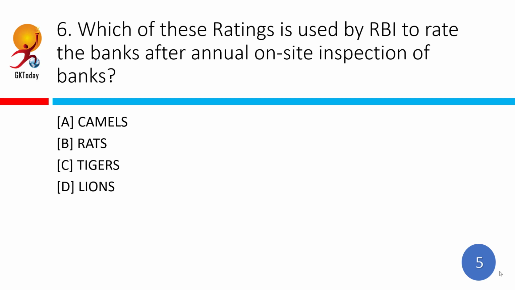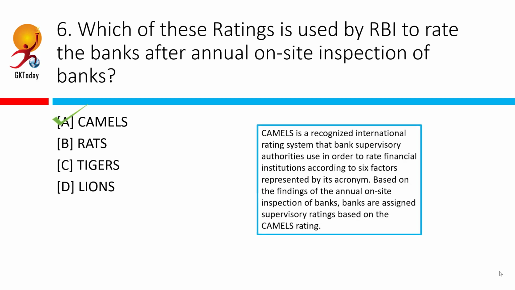Which of these ratings is used by RBI to rate the banks after annual on-site inspection of banks? The correct answer is CAMELS. RBI undertakes annual on-site inspection of banks to assess their financial health and to evaluate their performance in terms of quality of management, capital adequacy, asset quality, earnings, liquidity position, as well as internal control systems. And based on these findings of inspection, banks are assigned supervisory ratings, which is known as the CAMELS rating.